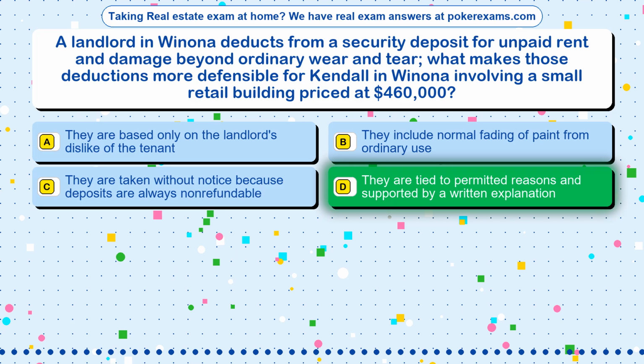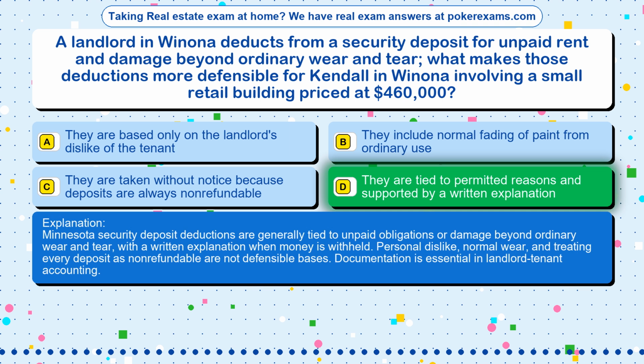The correct answer is option D. They are tied to permitted reasons and supported by a written explanation. Minnesota security deposit deductions are generally tied to unpaid obligations or damage beyond ordinary wear and tear, with a written explanation when money is withheld. Personal dislike, normal wear, and treating every deposit as non-refundable are not defensible bases. Documentation is essential in landlord-tenant accounting.